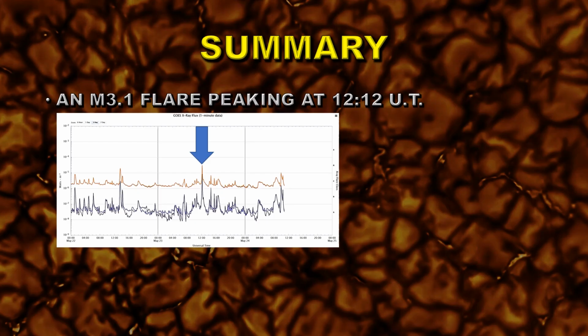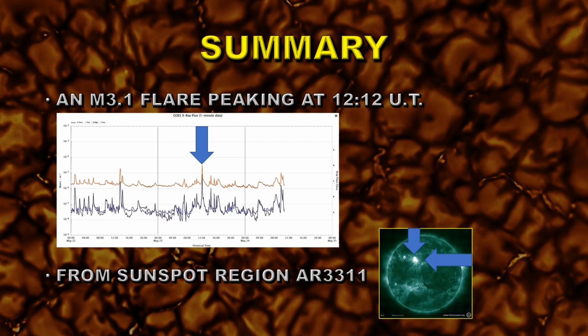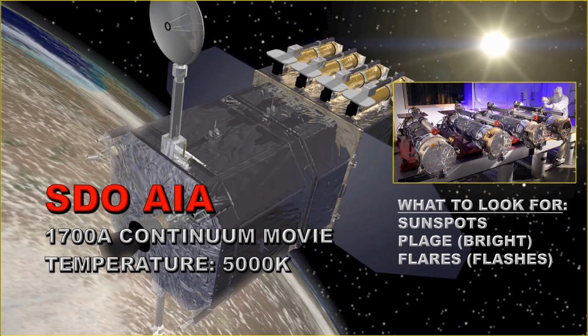The flare that occurred is an M3.1 flare, and it peaked at 1212 UT. You can see it here on the X-ray light curve from the GOES X-ray monitor. It came from the sunspot region, active region 3311 in the northeast, as is shown here with the blue arrows. So now we're going to go to various wavelengths that are available to us to take a look at what they look like at different temperatures.